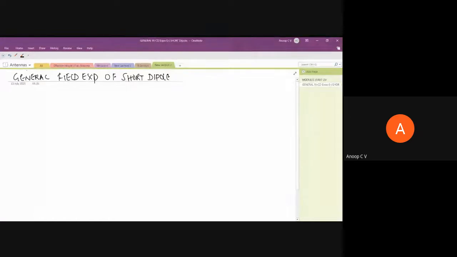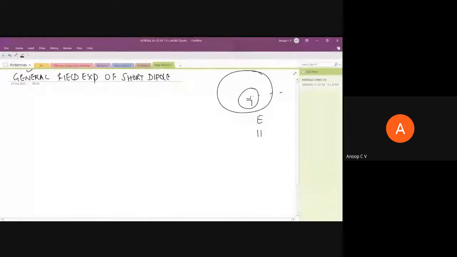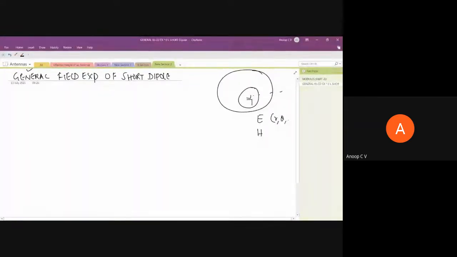When I say general, the field around an antenna can be divided into near field and far field. So we are not distinguishing between near field and far field. At any point, I should be able to come up with an expression for the electric field and magnetic field as a function of r, theta, and phi. We don't know which components will be there for the electric and magnetic fields. So initially I'll come up with a general expression which will be applicable for near and far field, but later on we'll modify it for the far field expression.